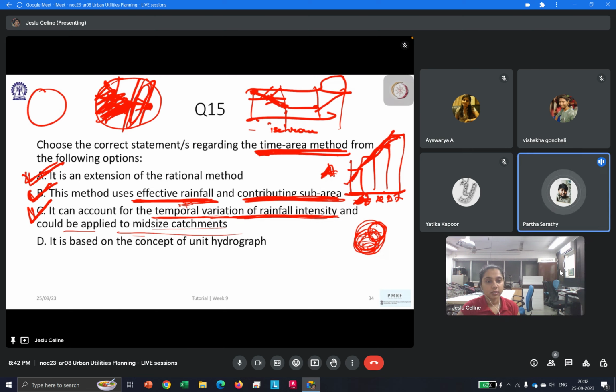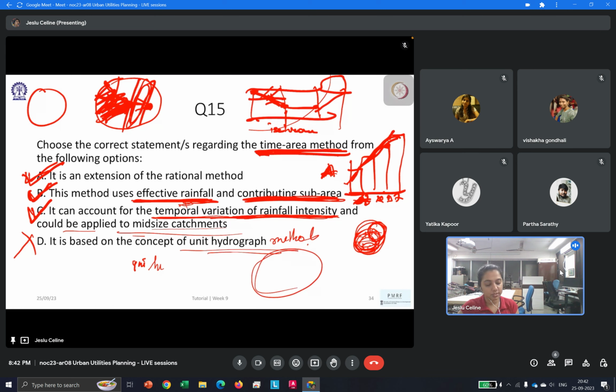And the last one: it is based on the concept of unit hydrograph. Is that right? No, this is a different method. This comes under the unit hydrograph method, which is a separate method. There you take a unit area and see how much rainfall is falling, the intensity of rainfall in millimeters. For a unit area, you take the intensity of rainfall and, based on that, calculate the runoff for all the areas. So A, B, and C are the answer for this. Now question 16.